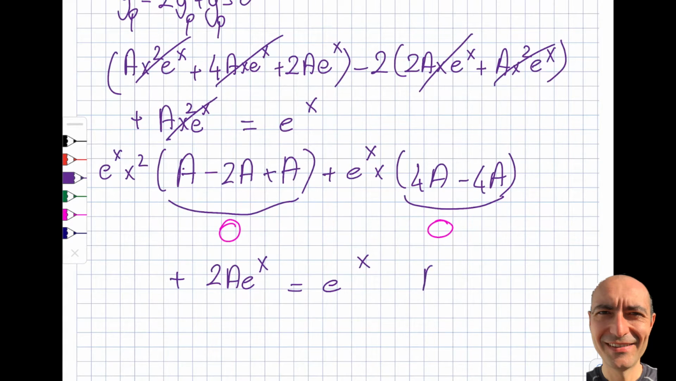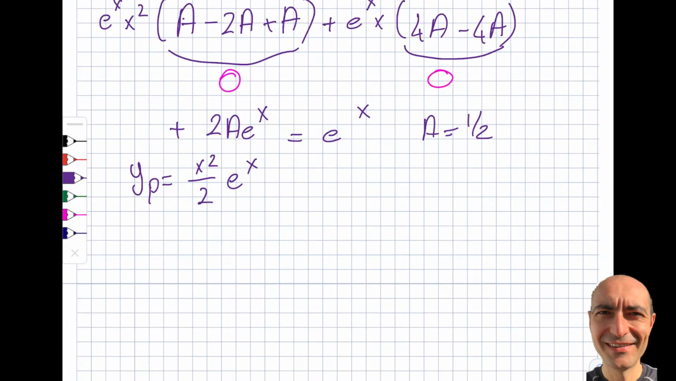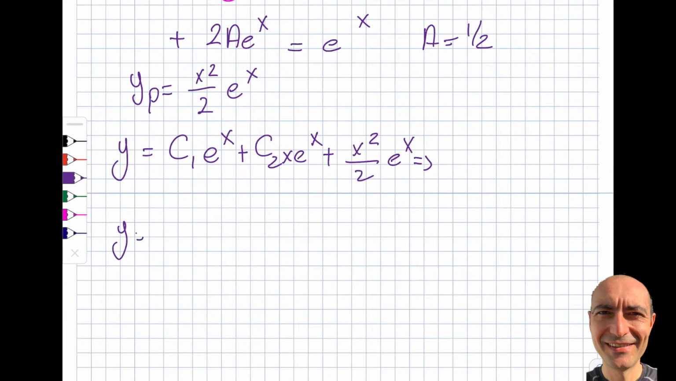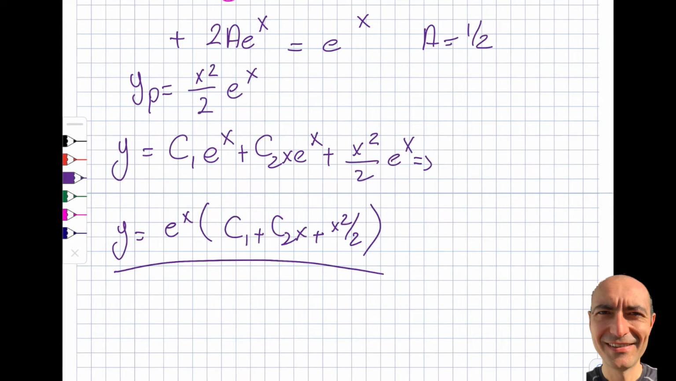So you can see from here a is 1/2, right? So I get yp is equal to x squared by 2 e to the x. Then if I finalize my yc plus yp: c1 e to the x plus c2 x e to the x plus x squared by 2 e to the x. I can factor out e to the x, so y will be equal to e to the x times c1 plus c2 x plus x squared by 2. This will be my yc plus yp for this particular case, okay?